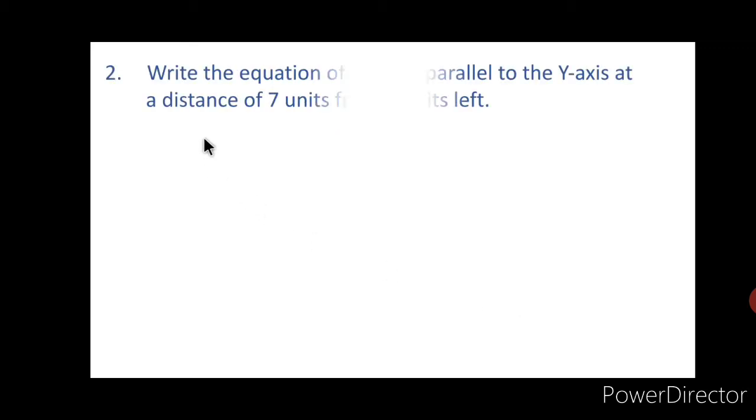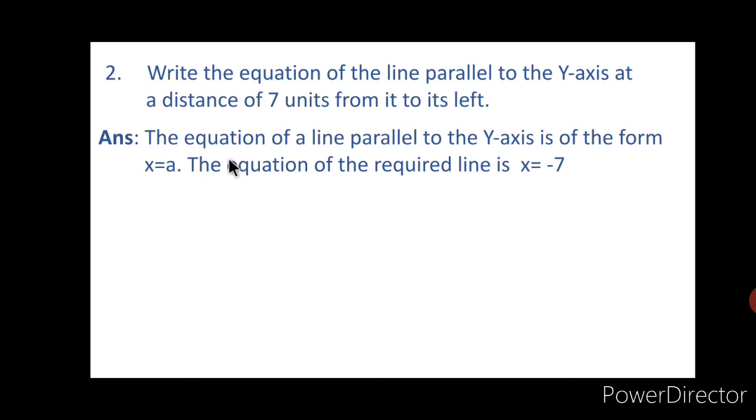Then the second question is, write the equation of the line parallel to the y-axis at a distance of 7 units from it to its left. The answer is, the equation of a line which is parallel to the y-axis is in the form x is equal to a, and it is at a distance of 7 units. Therefore the equation becomes x is equal to minus 7.